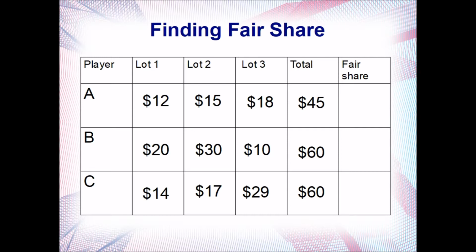So now on to determining the fair share. There are 3 players, so each player is entitled to 1/3 of the total value. Player A thinks the total is $45, so we just divide 45 by 3 and we get 15. That means player A figures they are entitled to something that is worth $15 or more. For player B, we take 60 divided by 3, which is 20. And for player C, we again take 60 divided by 3, which is also 20. So we have found the fair share for each player.